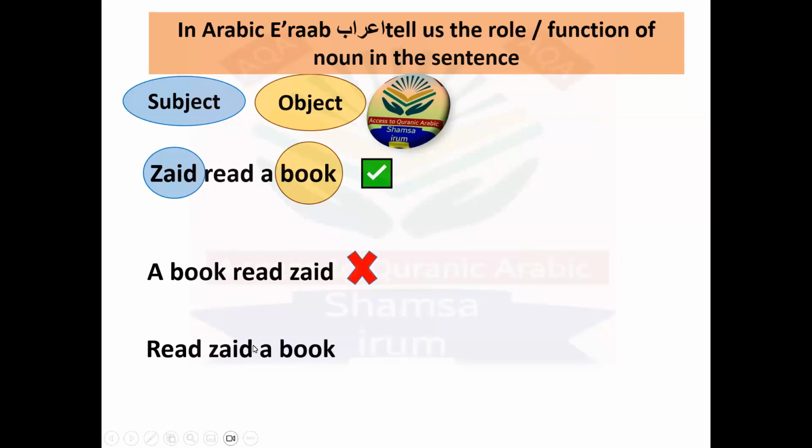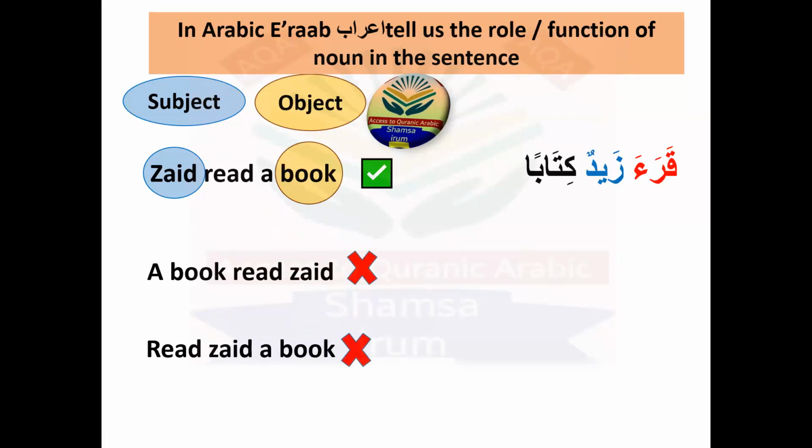Next sentence, I change the position again. Now the verb came at the beginning, then Zaid, and then book. Read Zaid a book. Does it make sense? No, it doesn't make any sense. So it is wrong too, because I changed the positions of the words. The word ordering is very irregular, very different. It doesn't give you any meaning. But let's start Arabic now. And now we will change something.